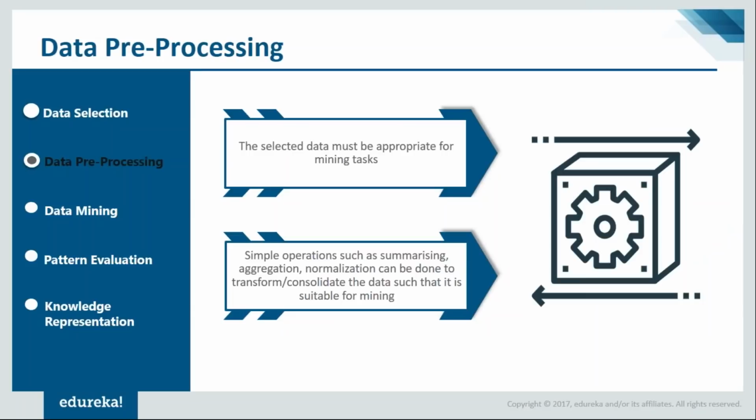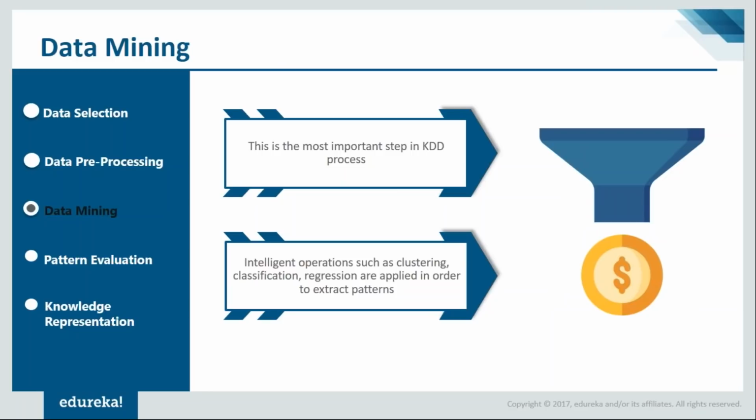Now it's time to do some pre-processing. Pre-processing tasks involve understanding the structure of data. We can also use visualization techniques to understand how the variables in the data set are related to each other, the correlation among them. We can also apply simple operations such as summarizing, aggregation, and normalization. Data selection has been done. We've also done a bit of pre-processing.